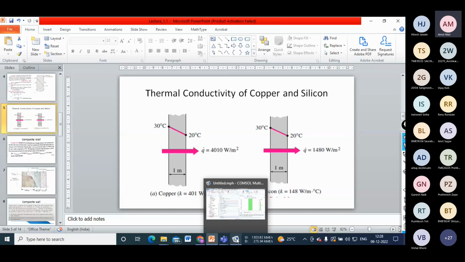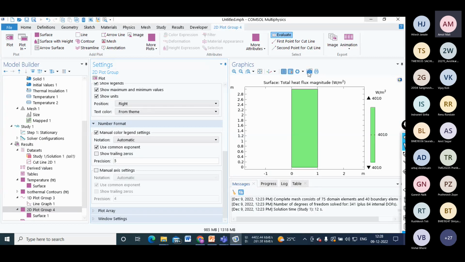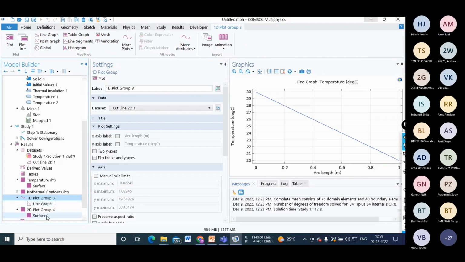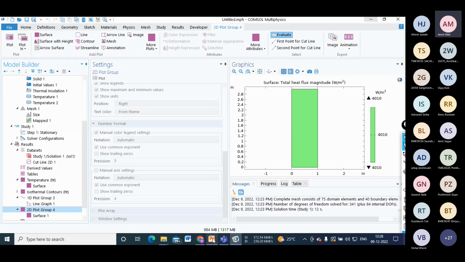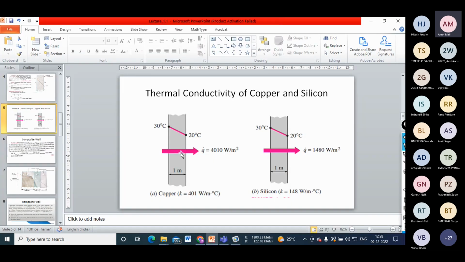Whatever problem we are solving, the theoretical answer we can compare with the simulation software. With the help of simulation software we can compare. The problem you can solve theoretically, that same problem we can solve by using this simulation software. Okay, so we have seen the temperature distribution, we have seen the heat flux, or how much heat is flowing from inside to outside.